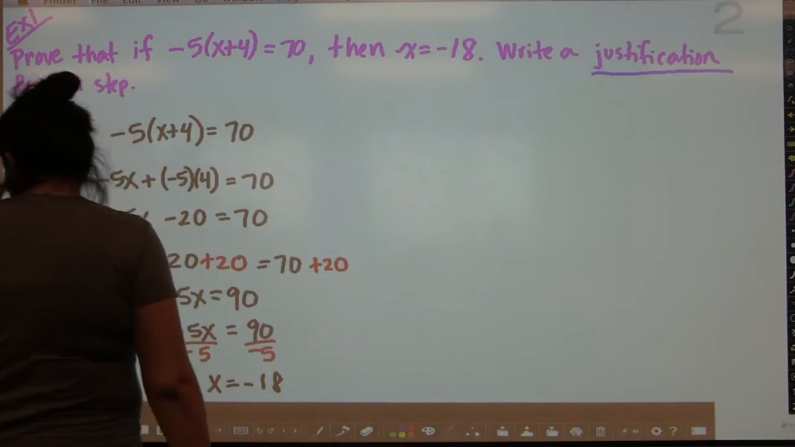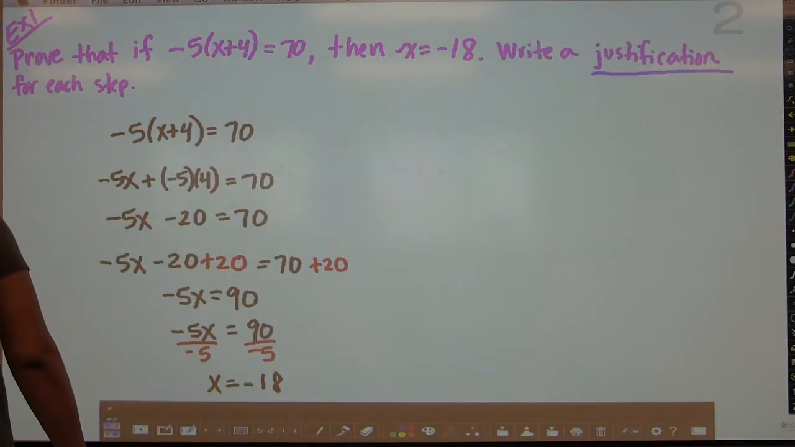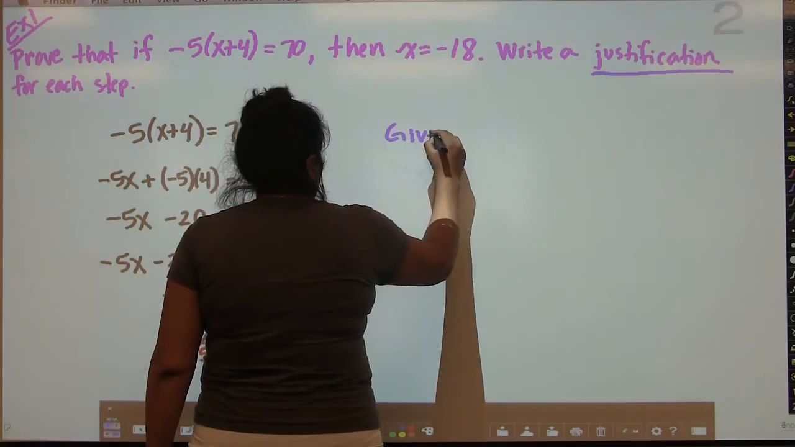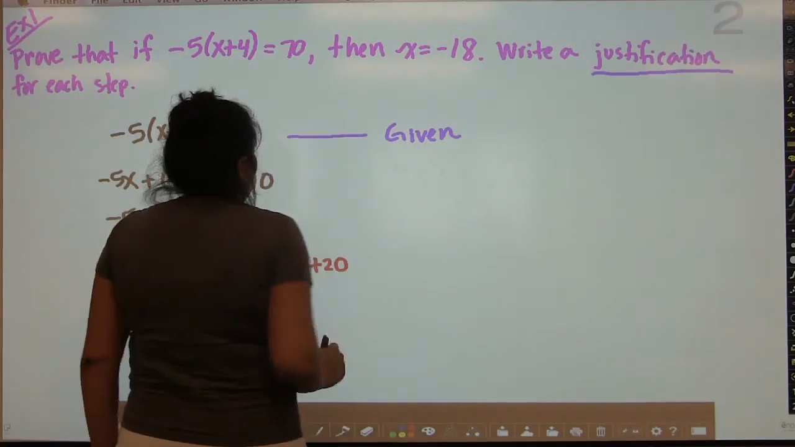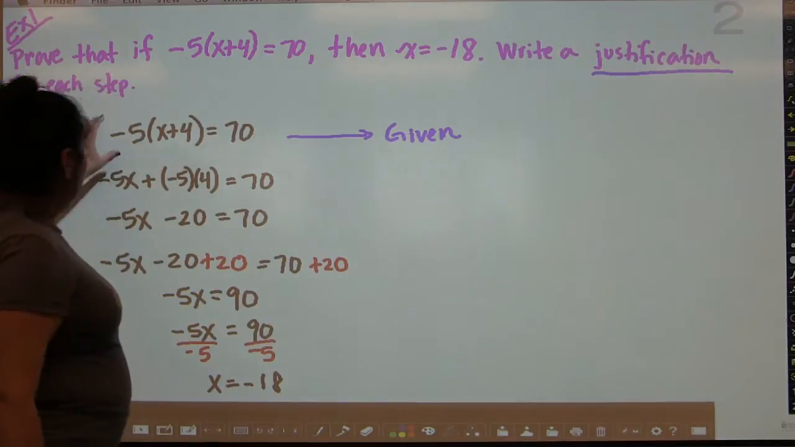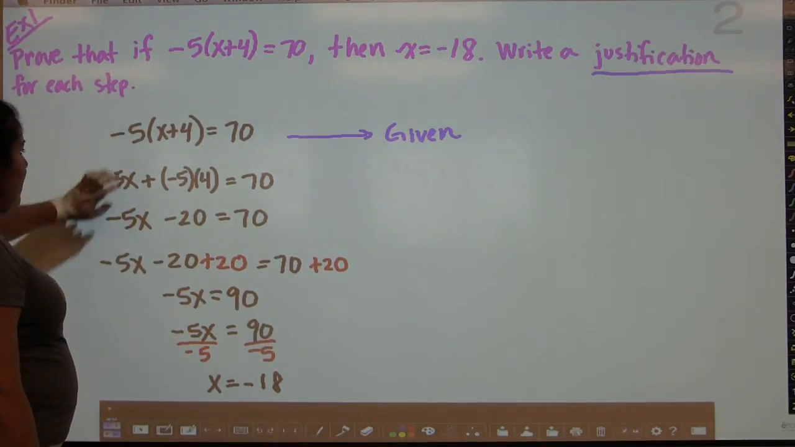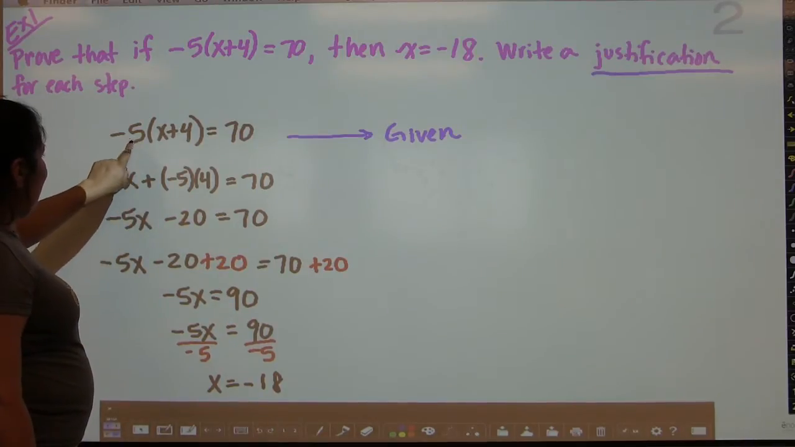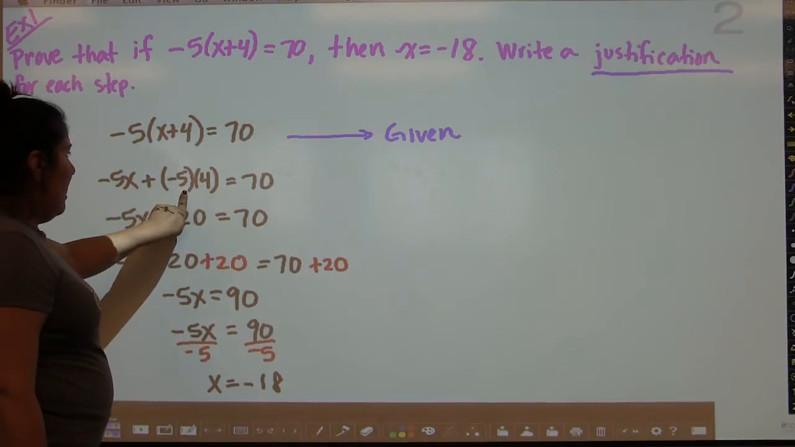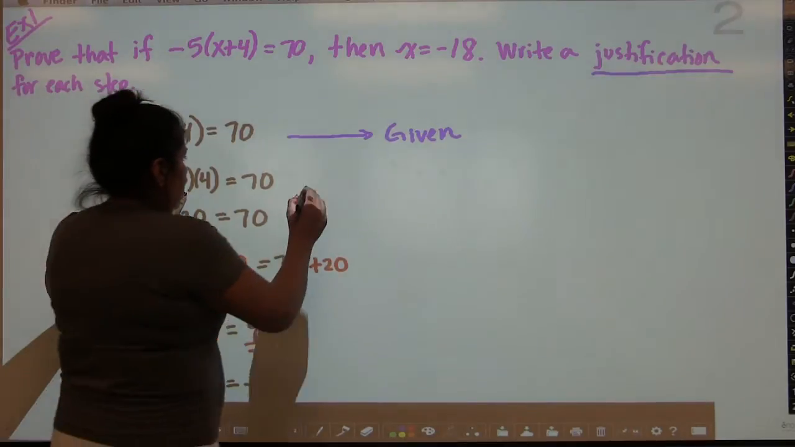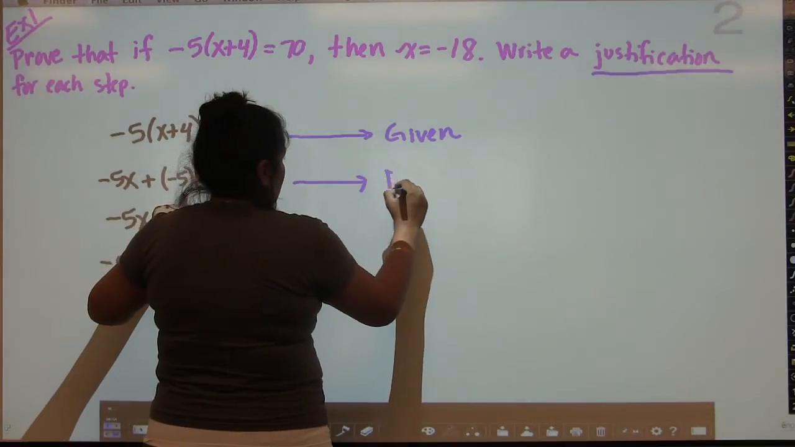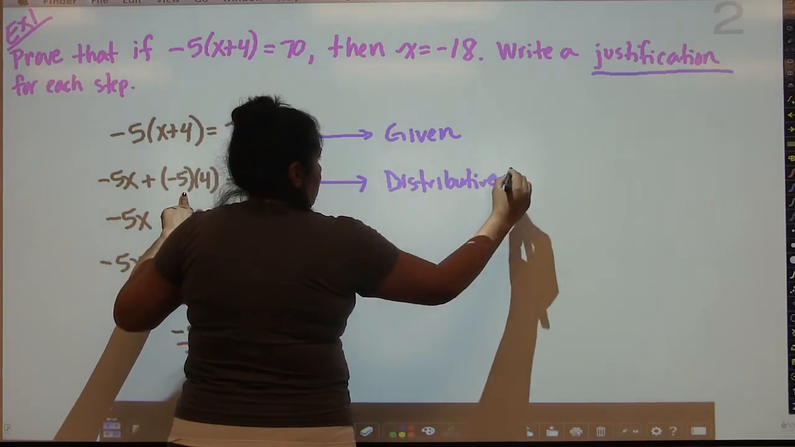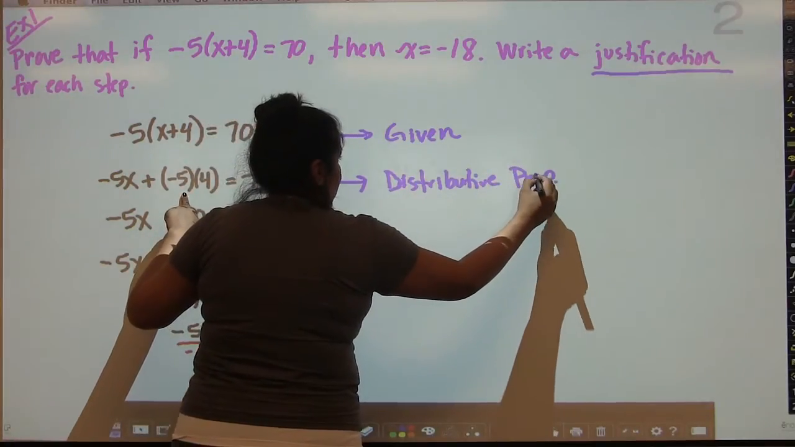So kind of like a proof, we're going to start here, and we're going to put given right there, because this is the original equation that we were given. And then you can see here that we're taking -5 times x, which is -5x, and then you're going to add -5 times +4. And so that's the distributive property. So our justification is distributive property. You can abbreviate property by prop.